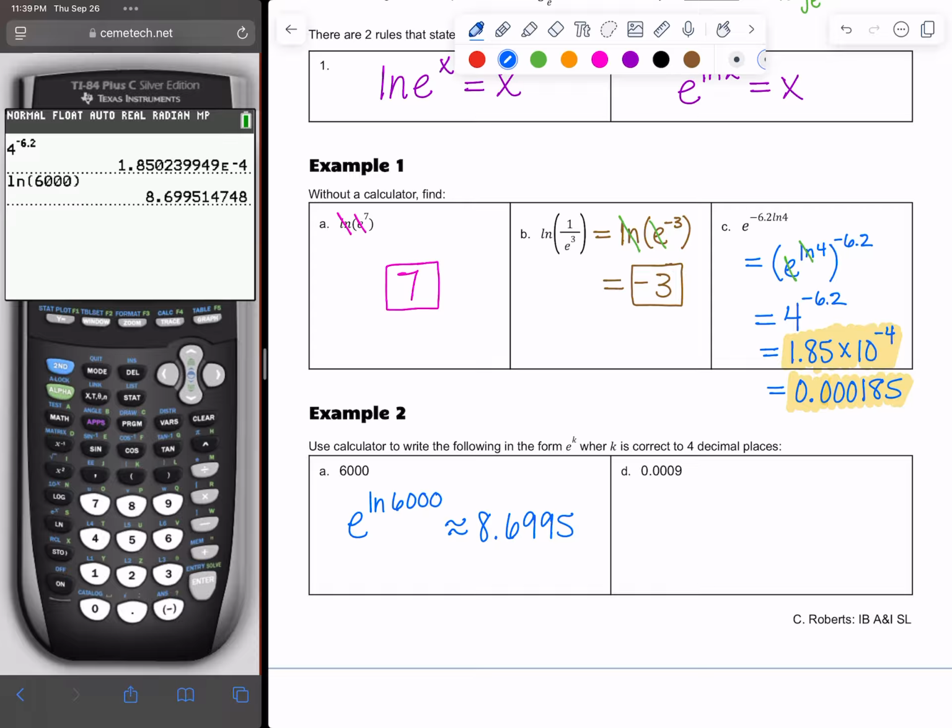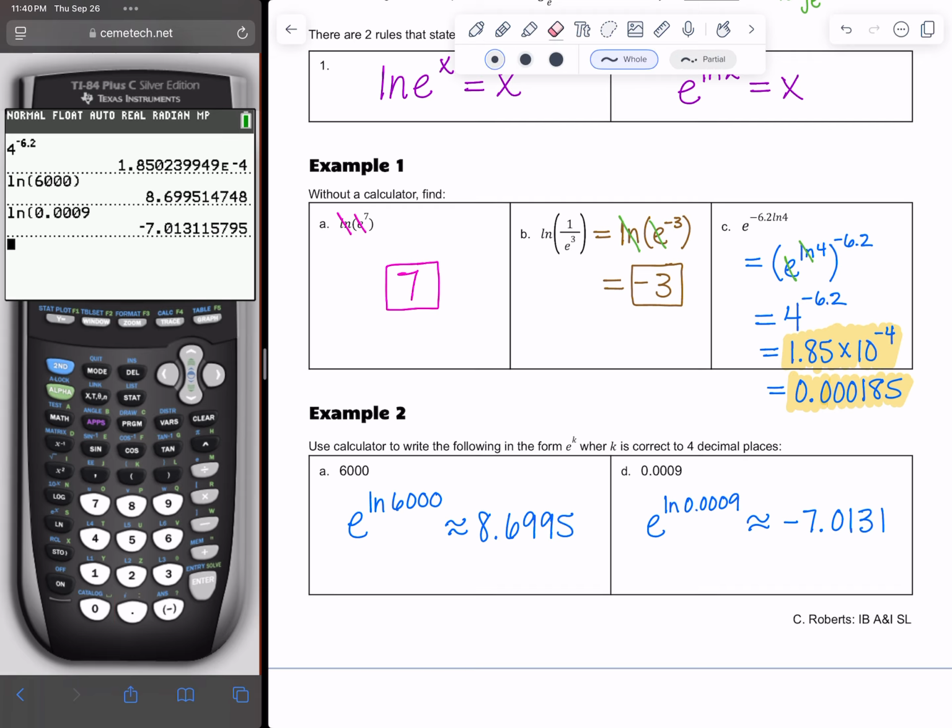I can do example D the same way by having this as e to the power of the natural log. Don't forget that, because you want it to cancel so that it can be equivalent. So when we have that, I can just type in the natural log of 0.0009 in my calculator, and I will end up getting that this is approximately negative 7.0131 to 4 decimal places.